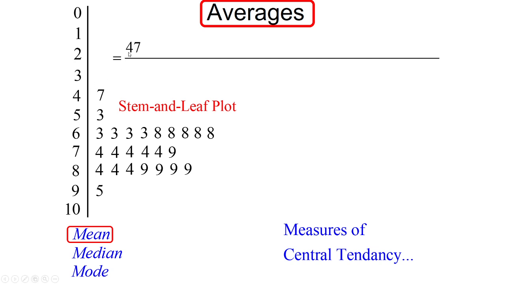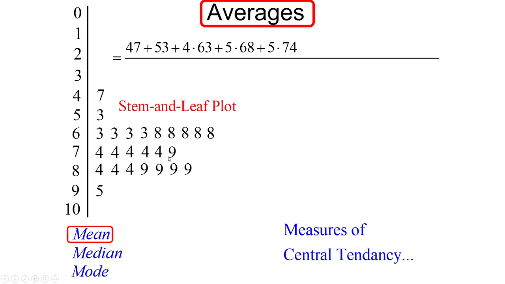We have 147 plus 153 plus how many 63s? 1, 2, 3, 4. So I'm going to write that plus 4 times 63. All right. And then I have 1, 2, 3, 4, 5 68s. So let's go plus 5 times 68. And then we have how many 74s? 1, 2, 3, 4, 5, plus 5 times 74.